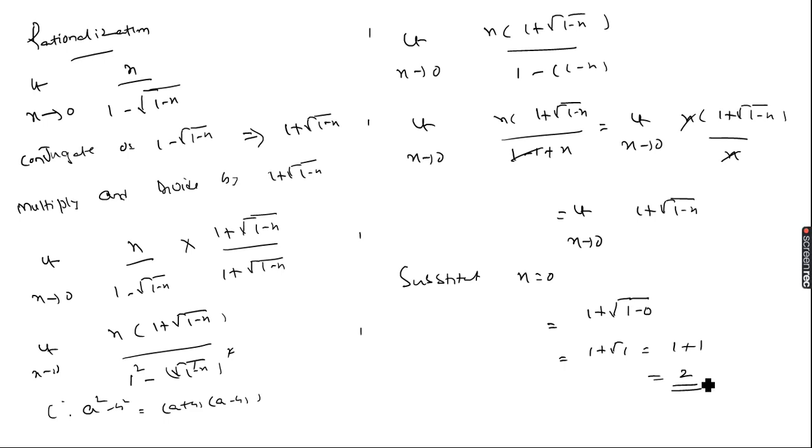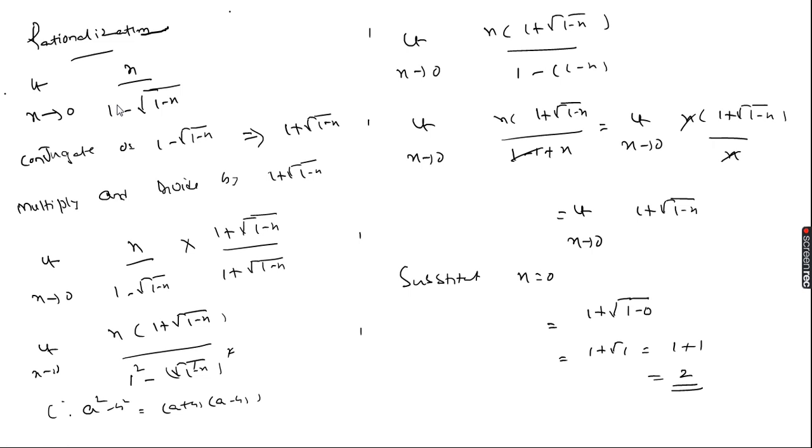So therefore, what is rationalization? When do you apply rationalization? For limit x tends to 0, x by 1 minus root of 1 minus x, like this form, either it is in the numerator or denominator form, we apply rationalization. In rationalization, we have to take the conjugate.